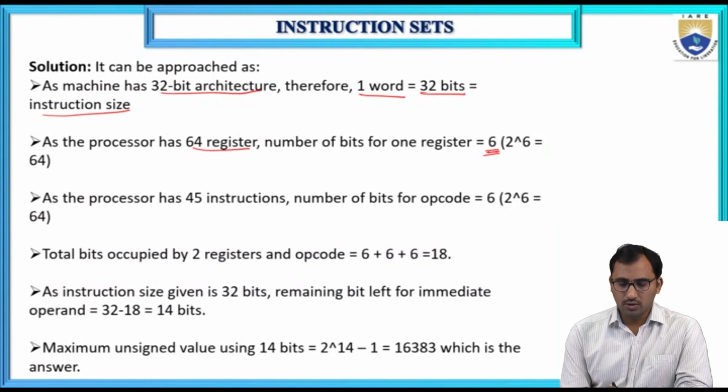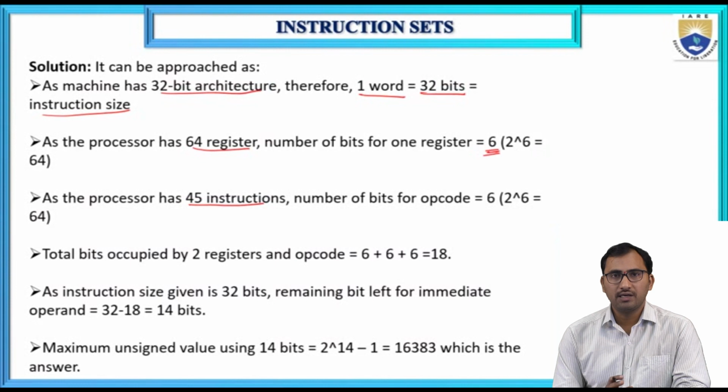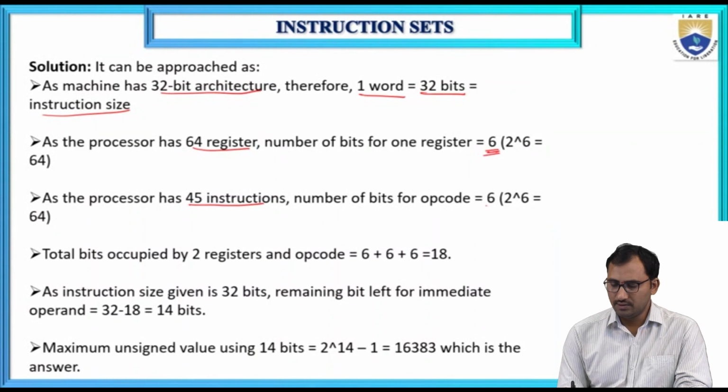And as the processor has 45 instructions, we require 6 bits for the opcode, so that we can access up to 64 instructions. Suppose we take only 5 bits, 2 power 5 is 32, so we can access up to 32 instructions only. But here 45 instructions are there. That's why we are taking 2 power 6, which is equal to 64.